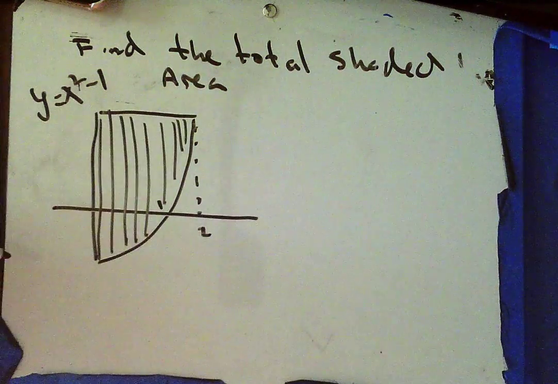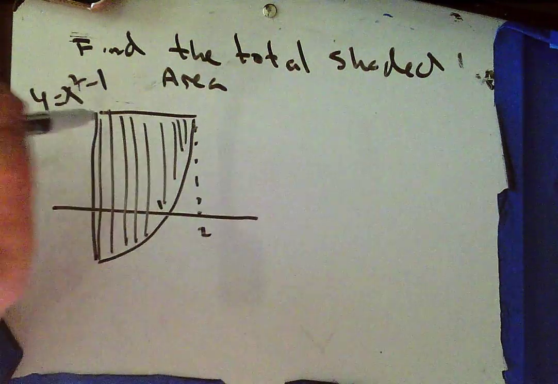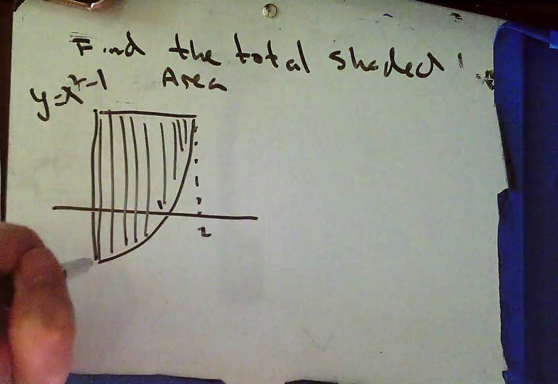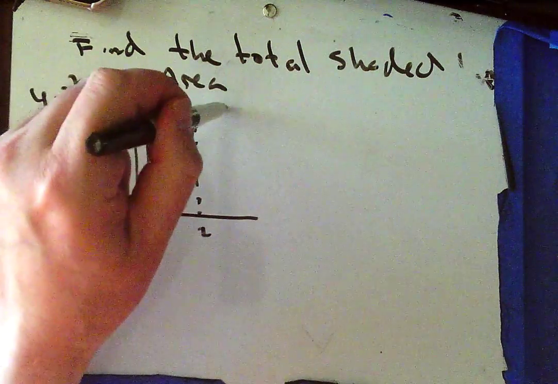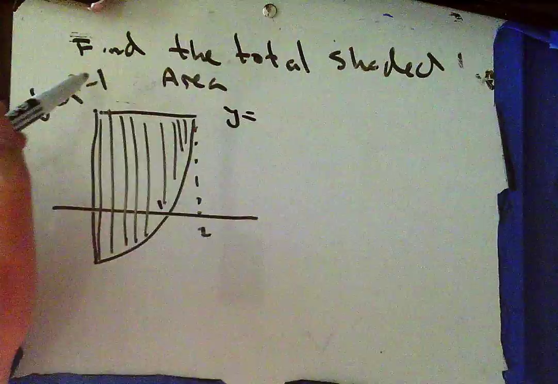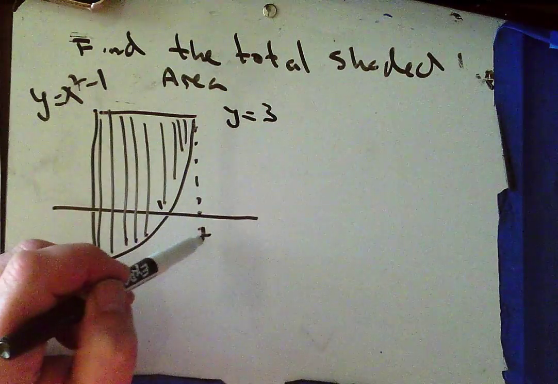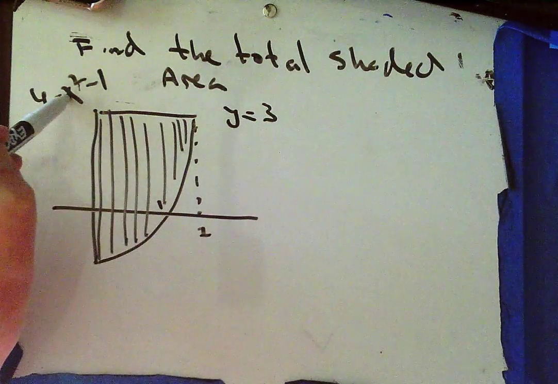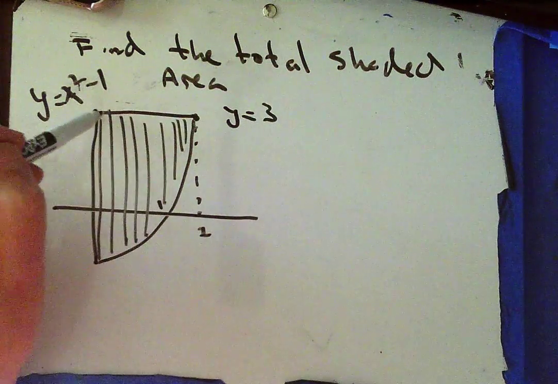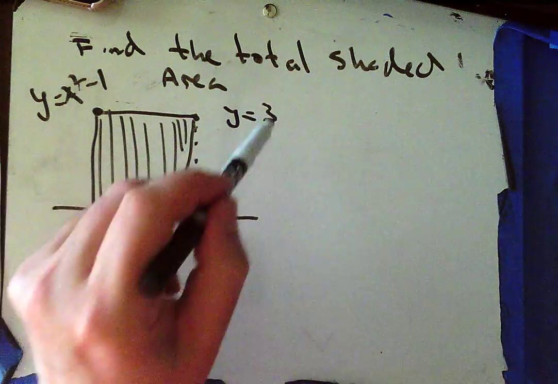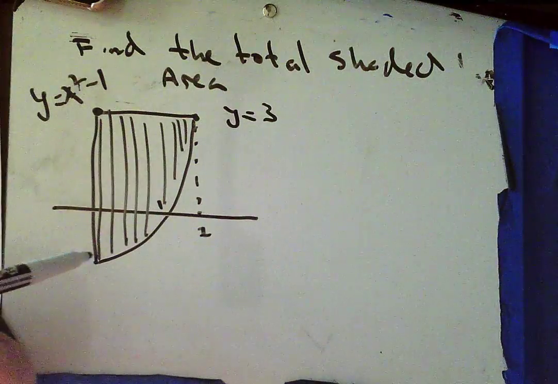Okay, now I want you to use top minus bottom. And the top here goes to the bottom here. The top here is y equals 3. How did I know that? Because when I plug a 2 in here, 2 squared is 4, 4 minus 1 is 3. So the y value here must be 3, and the y value there is 3. This top is y equals 3.